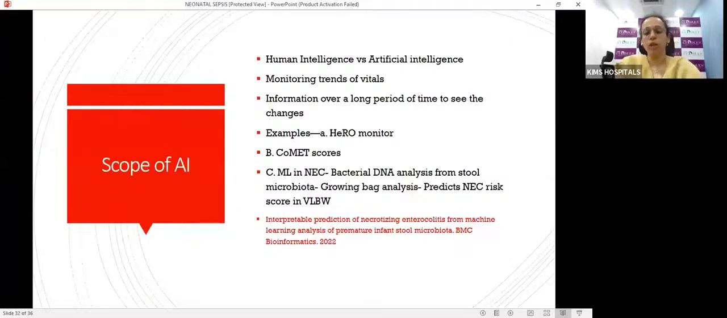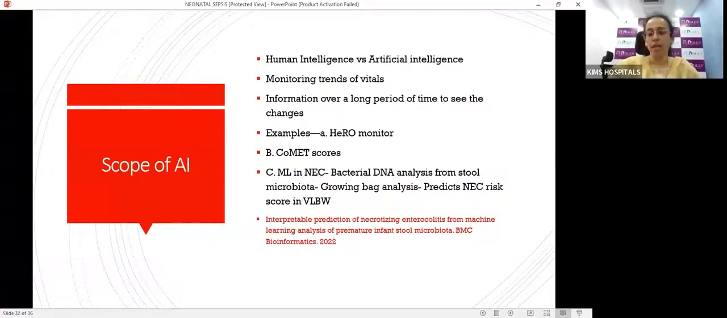So the proteobacteria include a group of organisms which regularly cause NEC, that is, the gram-negative organisms like E. coli, Klebsiella, Acinetobacter. So is there any surge in the proteobacteria which leads to the incidence of NEC in such neonates, that is, very low birth weight neonates? There are different studies which have done this, and there are so many recent articles based on growing bag analysis in identification of NEC. One of them was published in BMC Bioinformatics in the year 2022.